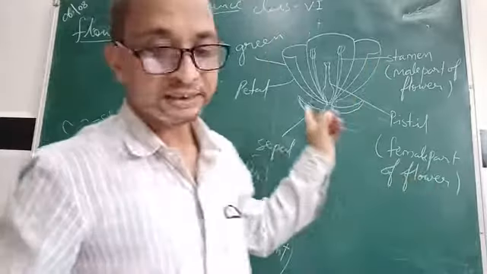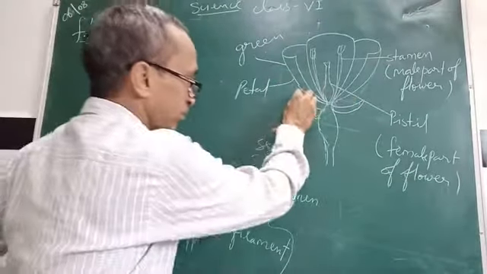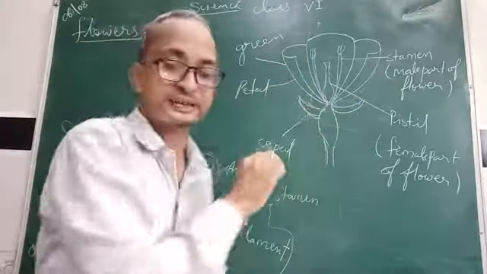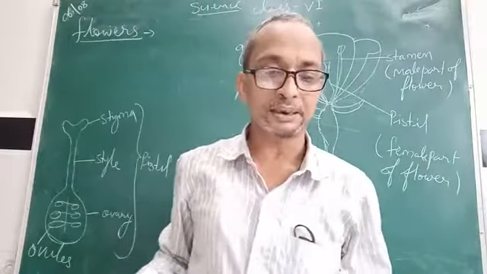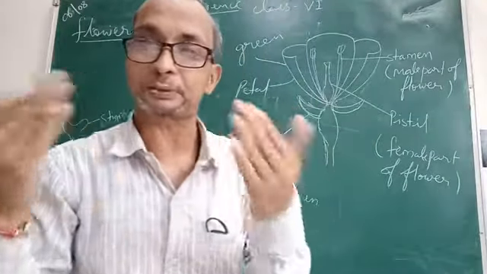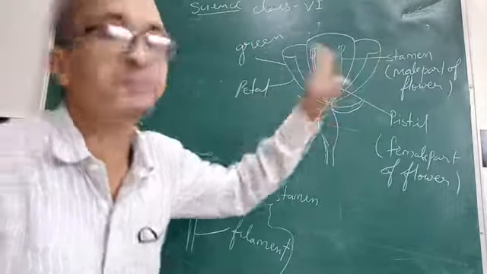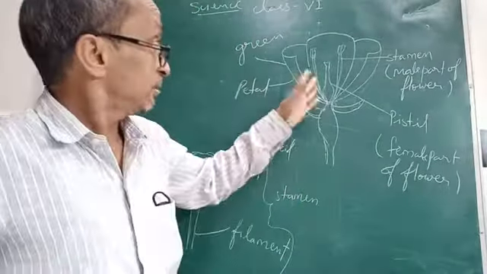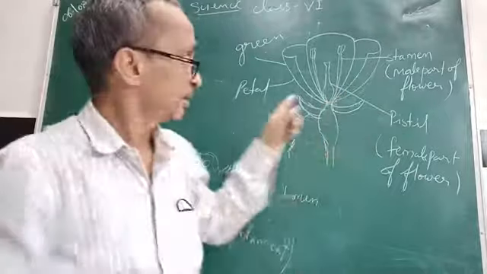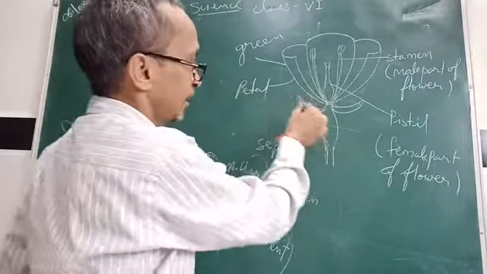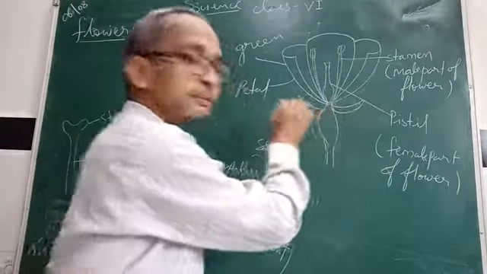And the number of petals and sepals: the number of sepals and the number of petals in a flower is not always equal. Different types of flowers have different numbers of sepals and different numbers of petals. But petals are colorful. These sepals are like leaves, green in color.